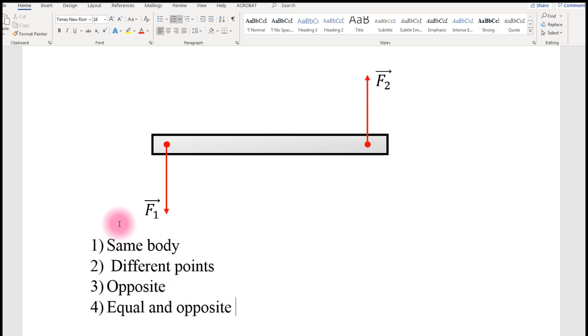And the fourth condition: the two forces should be equal in magnitude and opposite in direction. Two forces should be equal in magnitude. Therefore, if the first force is 10 Newton, the second force must also be 10 Newton. If the first force is 10 Newton and the second force is 20 Newton, then that cannot be called a couple. So this is a couple.